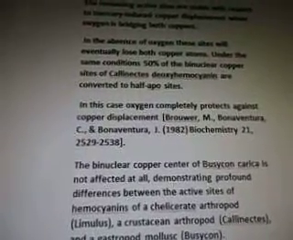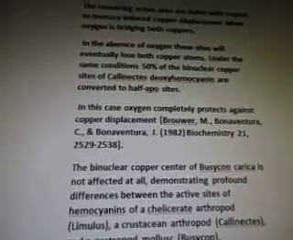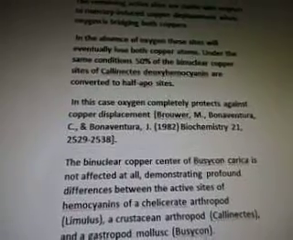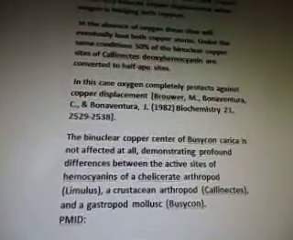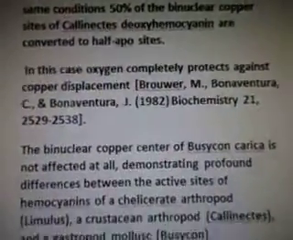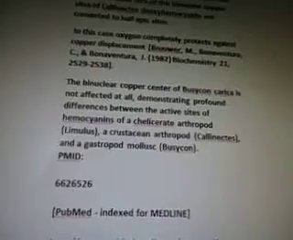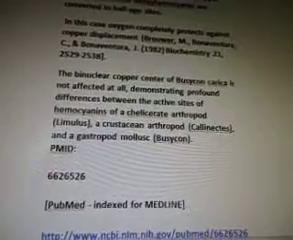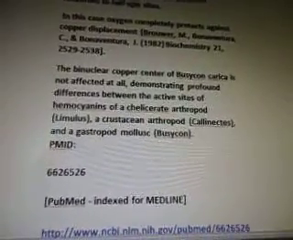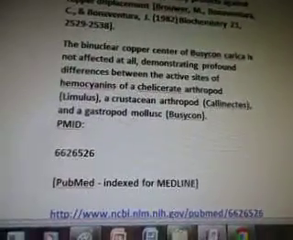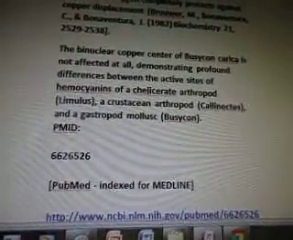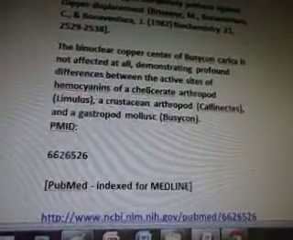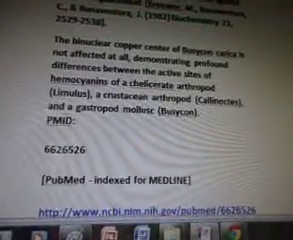Under the same conditions, 50% of the binuclear copper sites of Callinectes deoxyhemocyanin are converted to half-apo sites. In this case, oxygen completely protects against copper displacement. Again, there's the scientists that worked on that, 1982. The binuclear copper center of Busycon carica is not affected at all, demonstrating profound differences between the active sites of hemocyanins of a chelicerate arthropod, Limulus, a crustacean arthropod, Callinectes, and a gastropod mollusk, Busycon. I'll write down Busycon as another keyword.